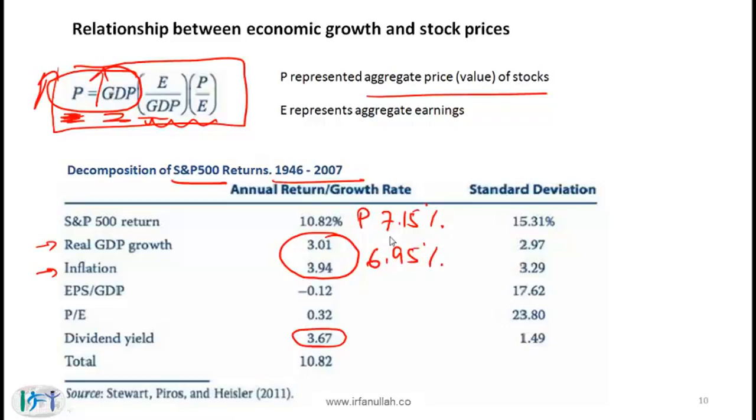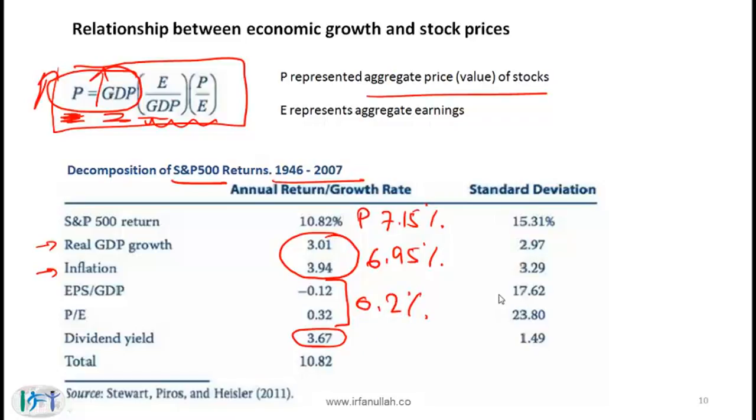6.95%. So the increase in stocks, 7.15% per year, and the increase in the nominal GDP, 6.95, are quite close, which is what we are being told over here. Now, where is the difference coming from? Look at the earnings divided by GDP and the PE ratios. So their combined effect, minus 0.12 and 0.2. So this 0.2% is a very small number.